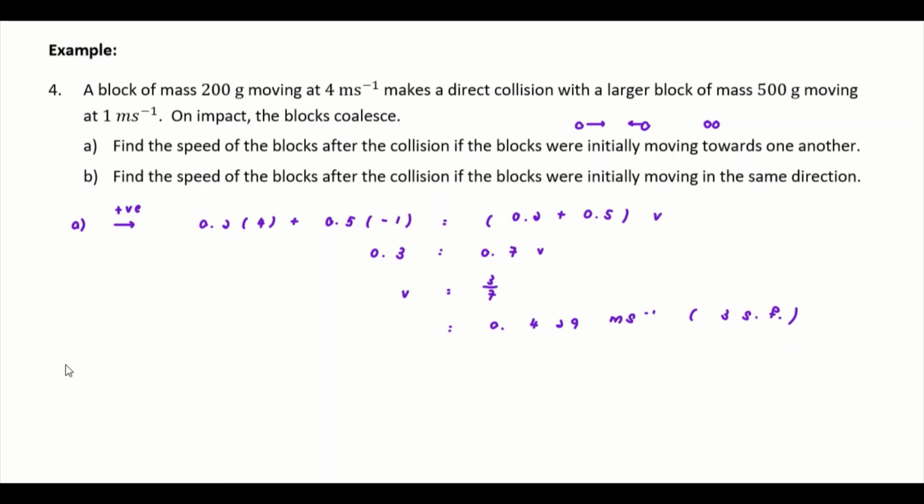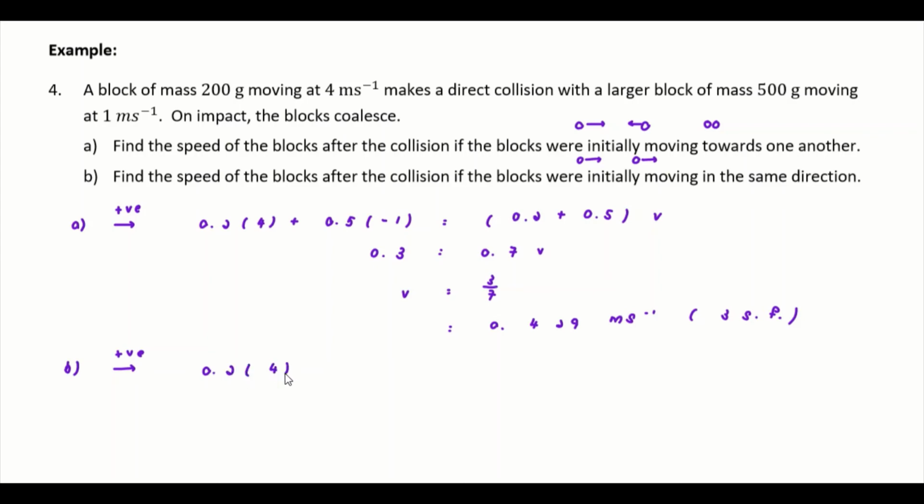Now let's look at part B. Find the speed of the blocks after the collision if the blocks were initially moving in the same direction, which means it's like this. As you can see, this block is moving at a faster rate, so it collides with this one. That's the idea, and let's try to solve this out. Positive direction is moving to the right-hand side also.